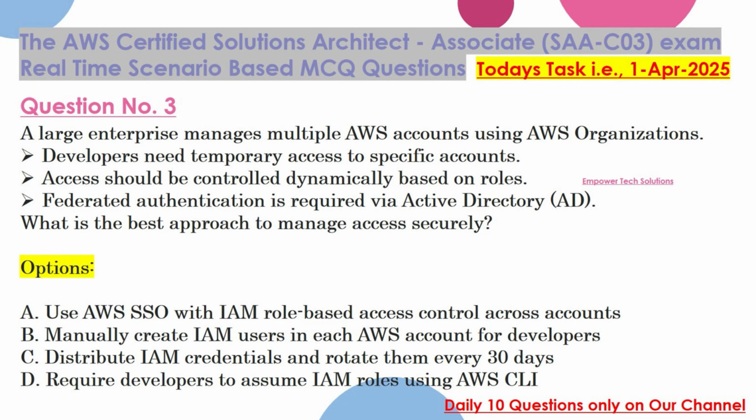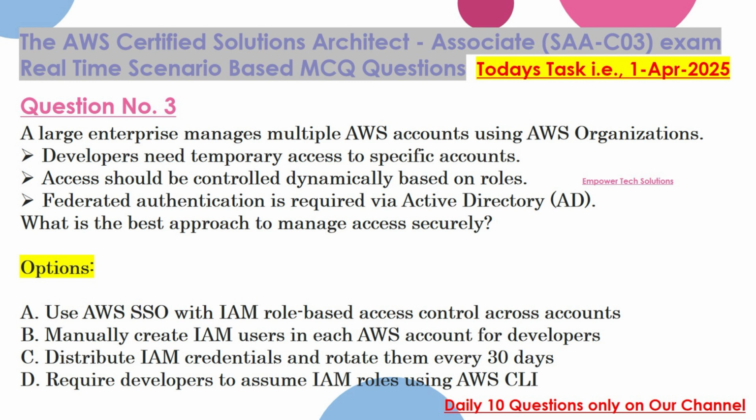Question 3. A large enterprise manages multiple AWS accounts using AWS Organizations. Developers need temporary access to specific accounts. Access should be controlled dynamically based on roles. Federated authentication is required via Active Directory, AD. What is the best approach to manage access securely?